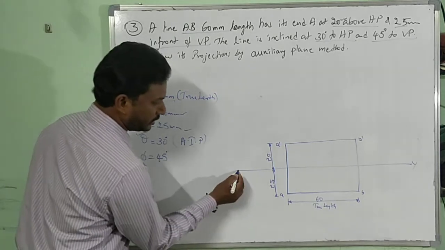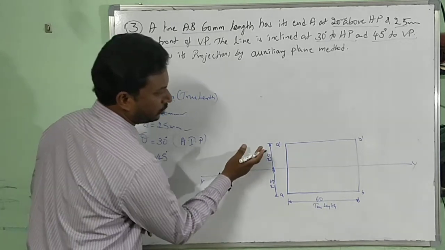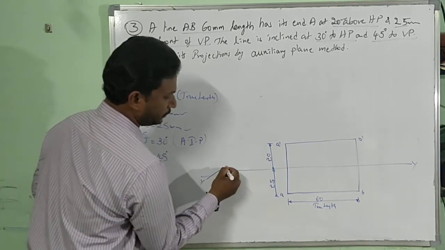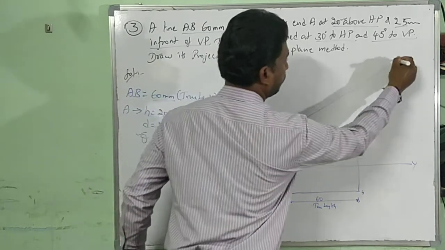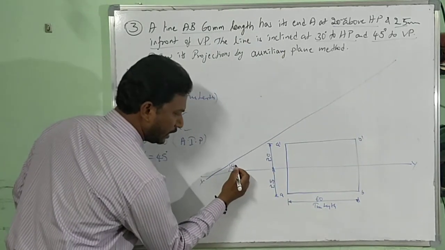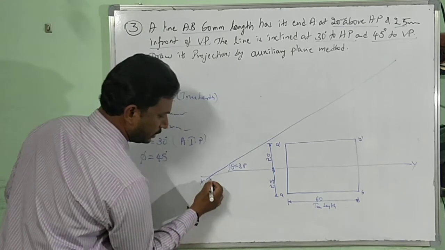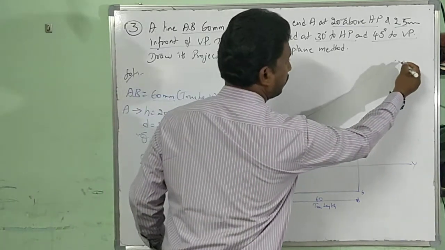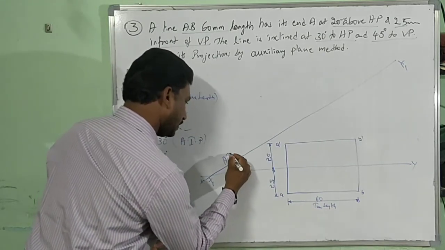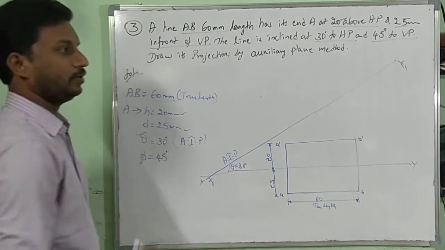Now, try to extend these back. I have to draw a 30 degrees line which should not touch this, so I am drawing it here somewhere. What is this here? Theta 30 degrees. X1, Y1. What is this? Auxiliary inclined plane.